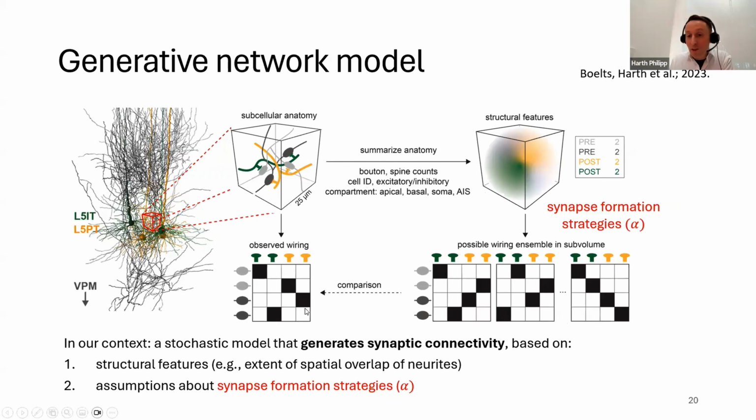Then we do a comparison to the actual connectivity, and we can learn which parameters work and which don't, and thereby understand which synapse formation strategies are necessary, best suited to explain connectivity at this subcellular scale.